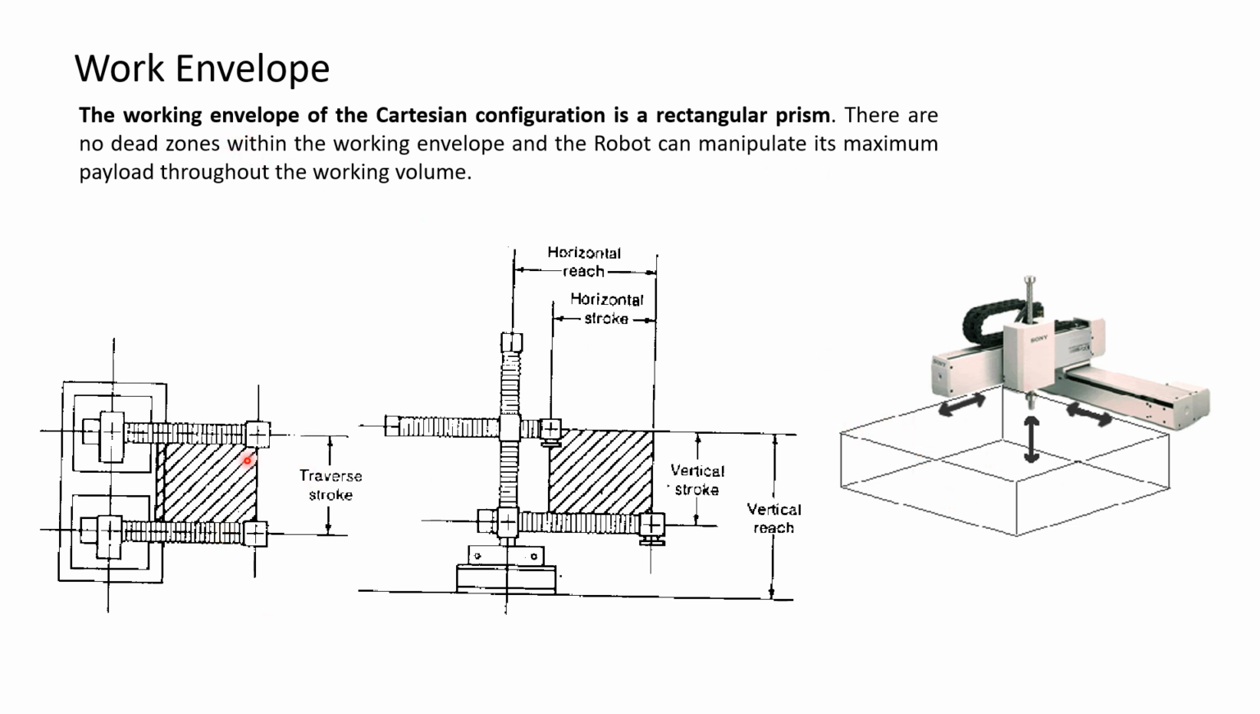And here you can see it in 2D. This is the horizontal reach, the maximum distance from the center, and this is the vertical reach, the maximum distance from, let's say, the base of the robot. So these are also important parameters required to understand the work envelope.